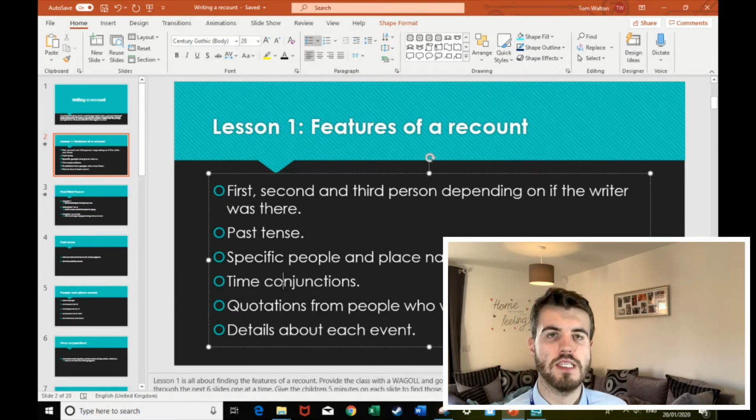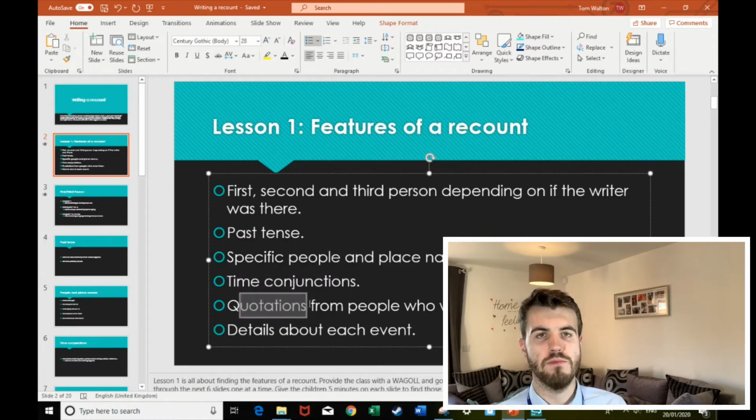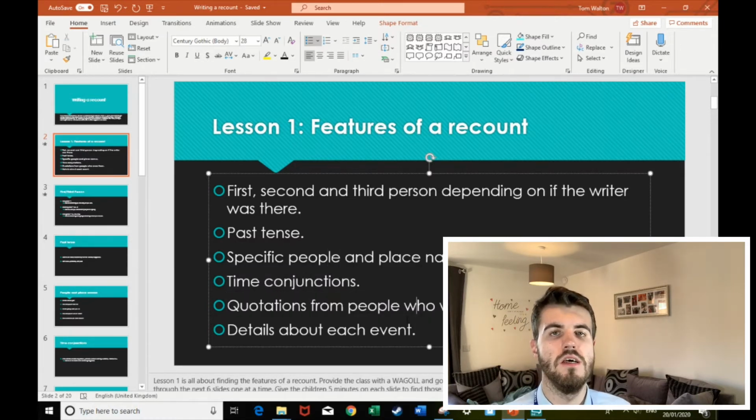The second one is the past tense. So obviously a recount is going to be written in the past tense. It's already happened, it's over, the children are back at school telling us about it. So, use to talk about something that's already happened. It's done, it's finished. They can get in some really good fronted adverbials here. Last week, yesterday, last year. When they're talking about something that's already happened, they've got to tell you when it happened. So make sure they're getting those in this section.